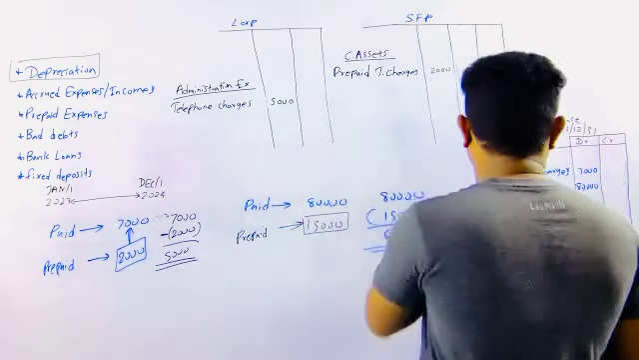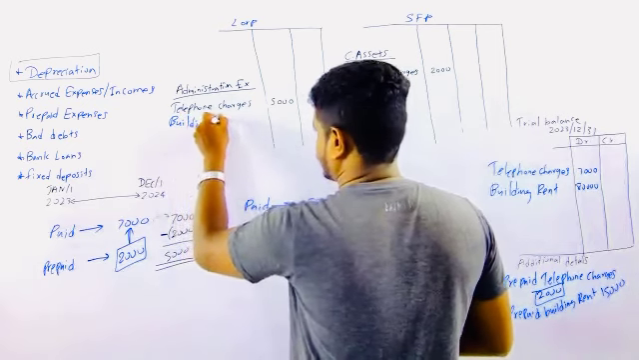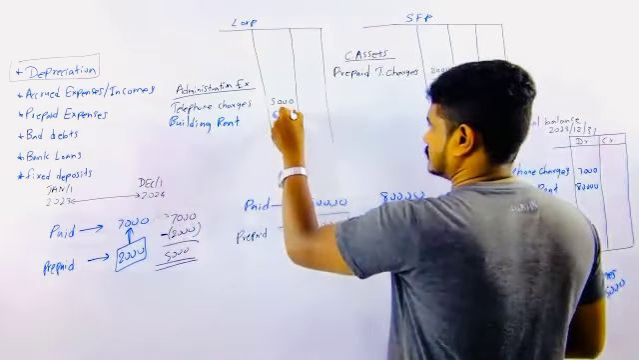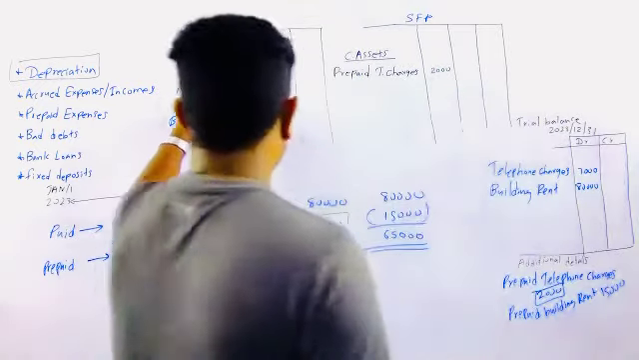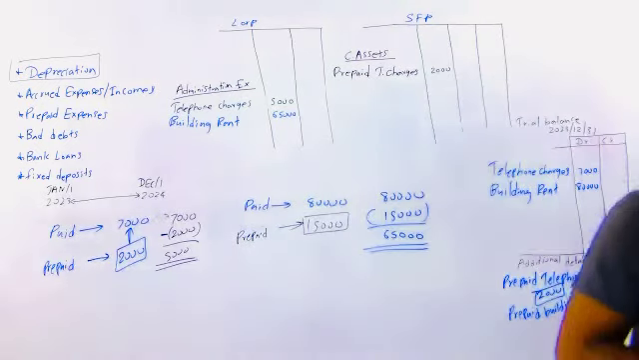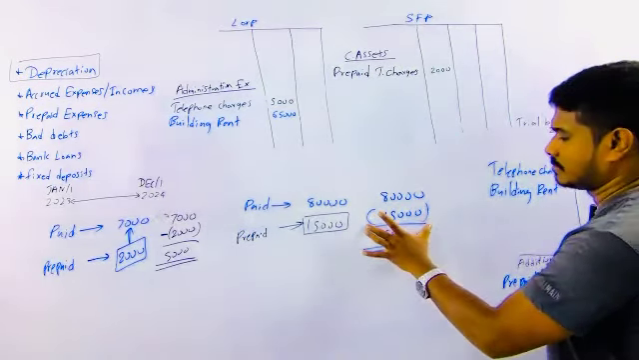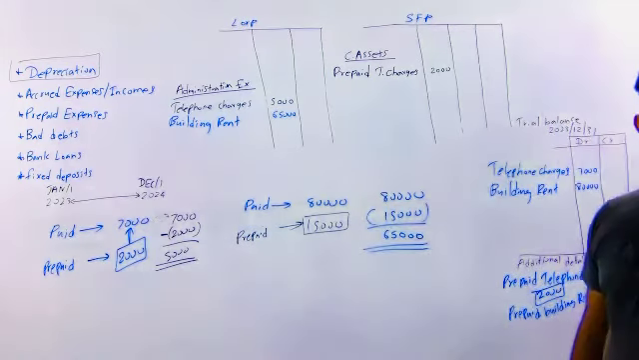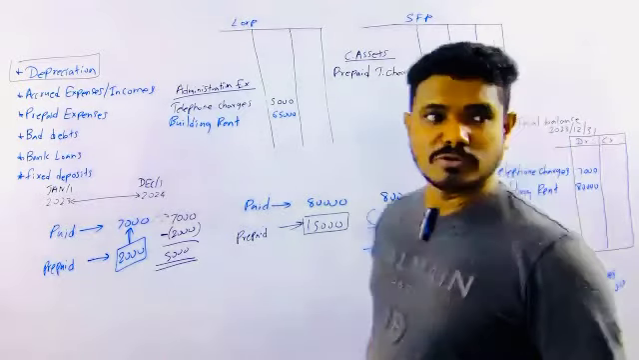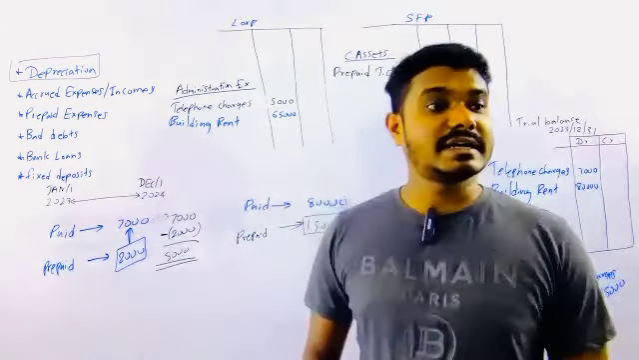So we input building rent, $65,000 under the administration expenses. But it's not over. We have an adjustment. What is the adjustment? We have a prepaid one. Prepaid means it is an asset because we have paid for the future. Paid for the future means it is an investment. Investments are assets, current assets, right?